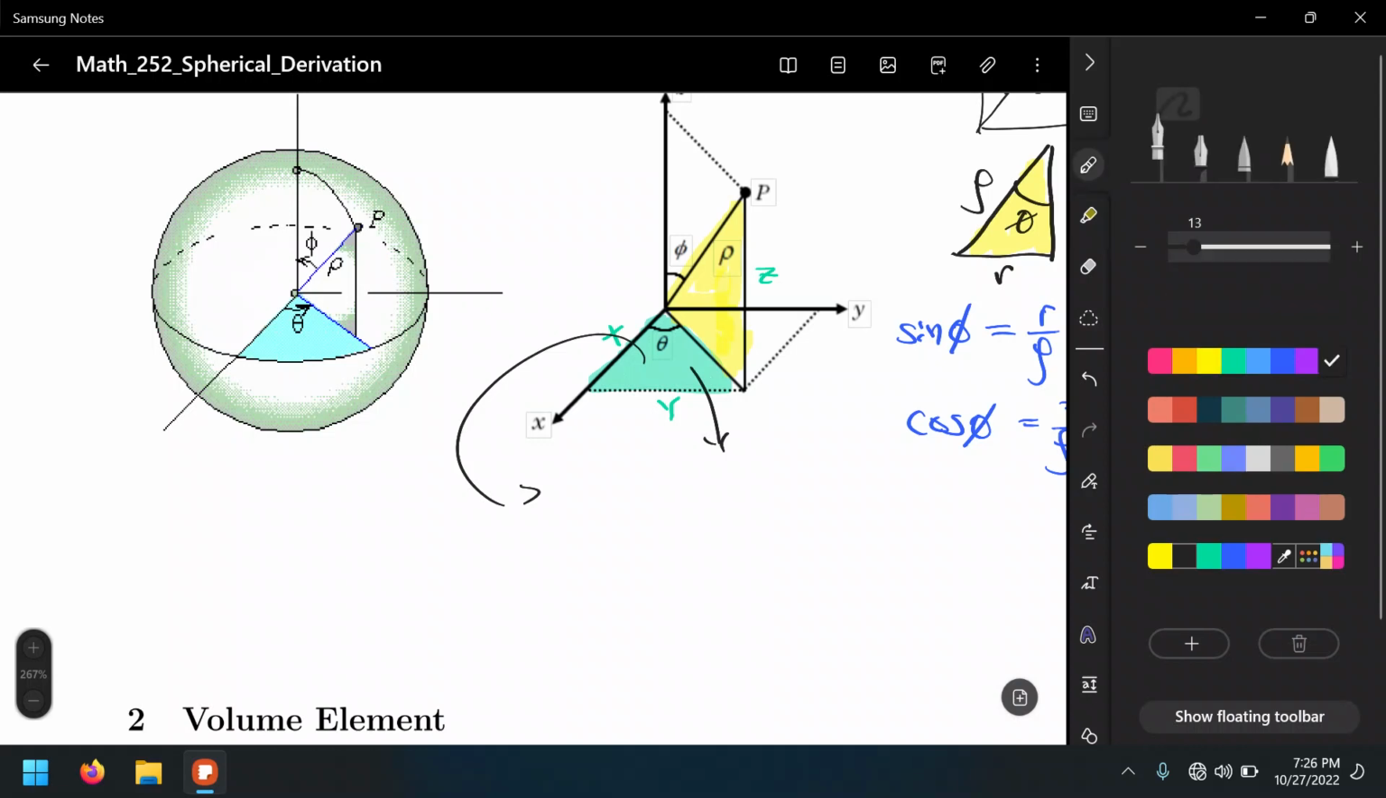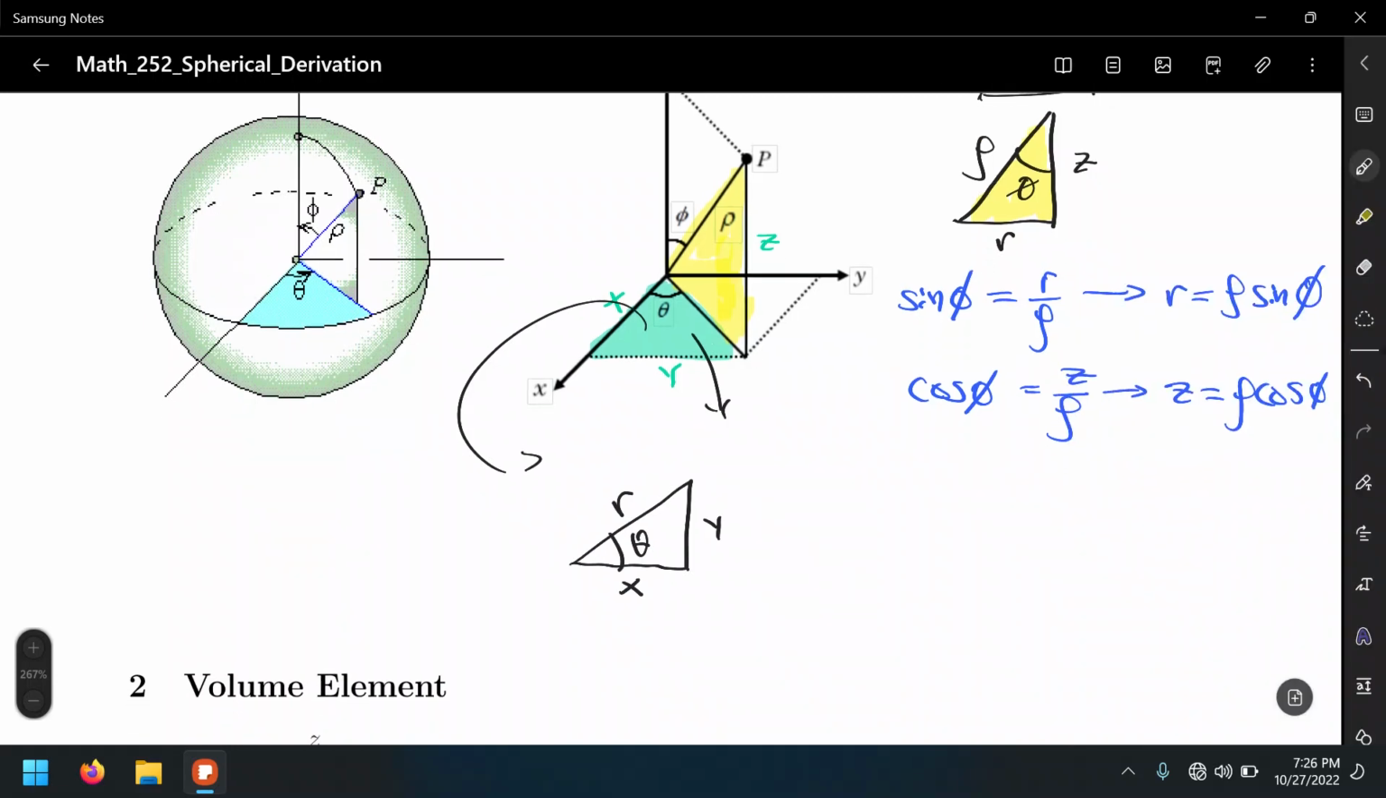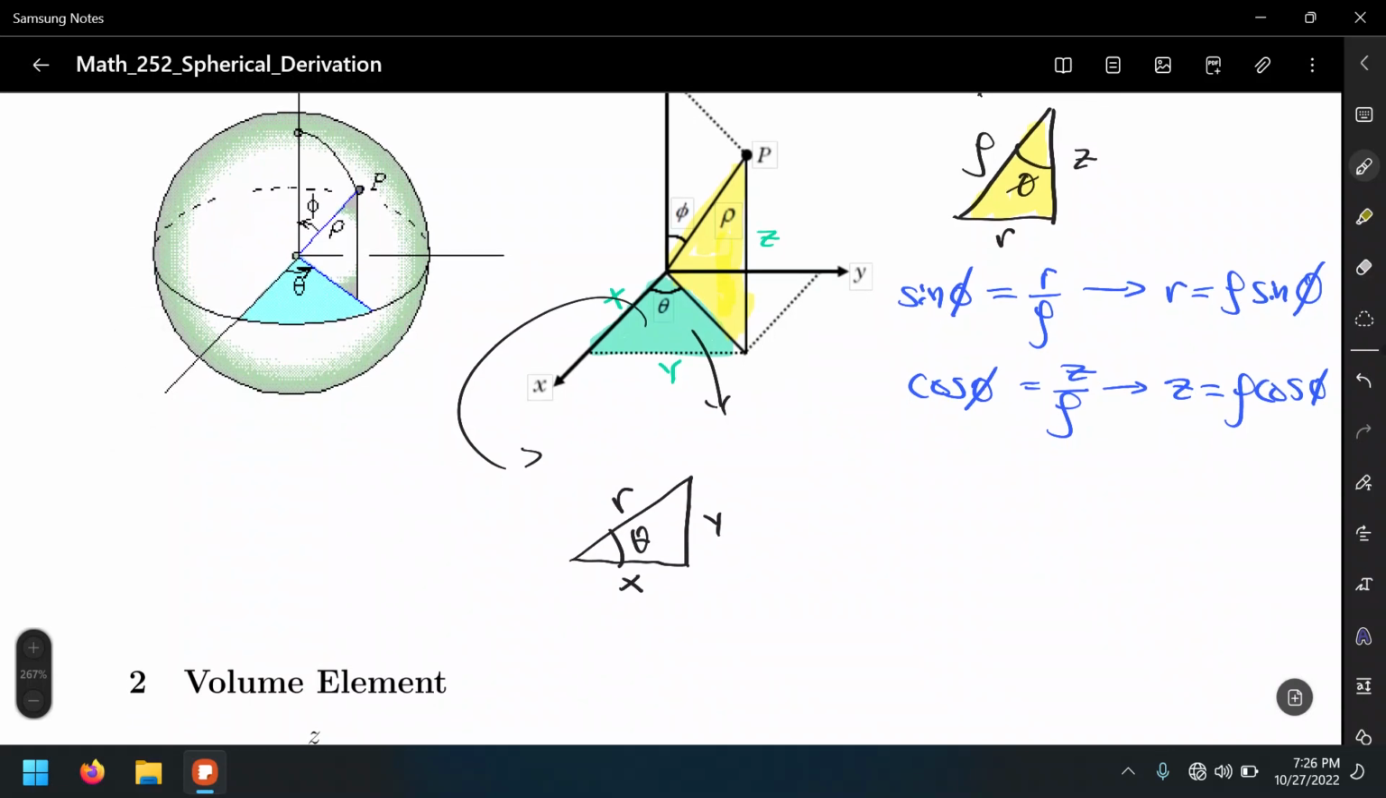So this one is going to be in perspective in 2D. It's going to look like this. This one right here, for which in this case the angle is theta, and the components are x and y, and this is r. This one is going to be exactly the same as the cylindrical and polar. So from here we get that x equals r cosine theta and y equals r sine theta.